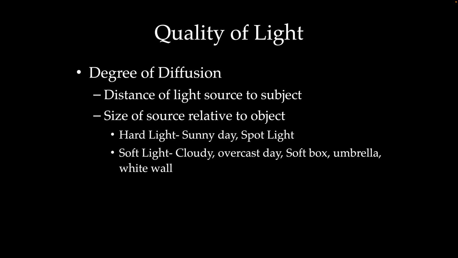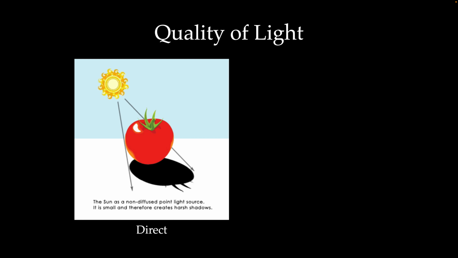And so what we do as photographers is we find things to put between the sun and our subject in order to make it larger in relationship to our subject and therefore diffuse our light. So the sun itself is a direct light source, a non-diffused point light source that hits our subject all from the same direction and casts a hard edge shadow.